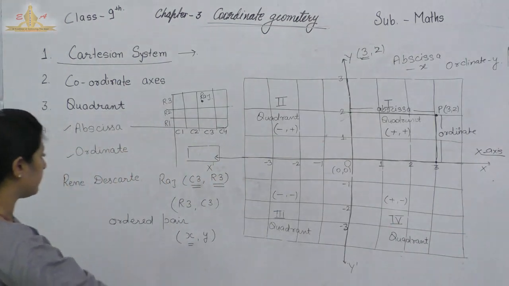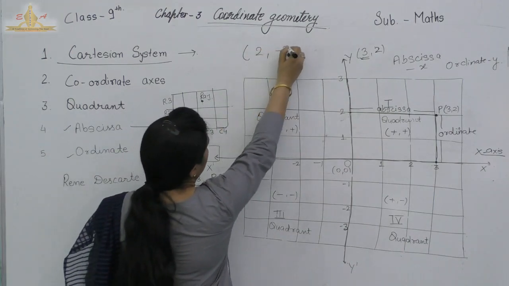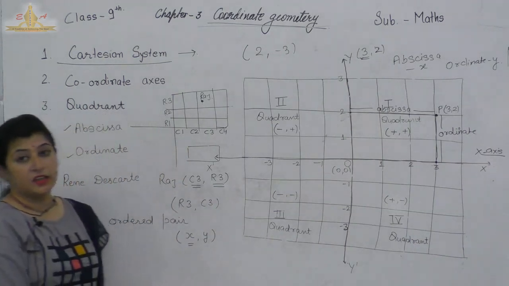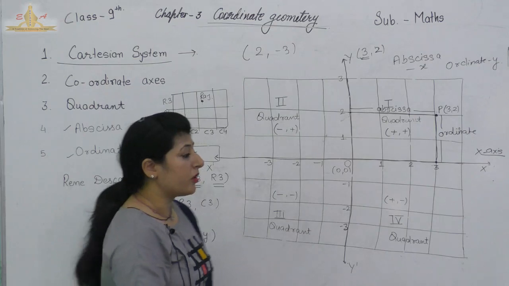Now see any other point. Suppose I take (2, minus 3). I want to plot the point (2, minus 3) on graph paper.